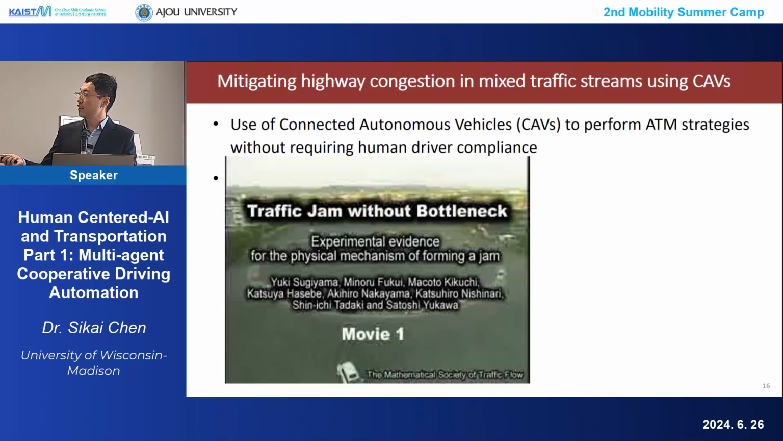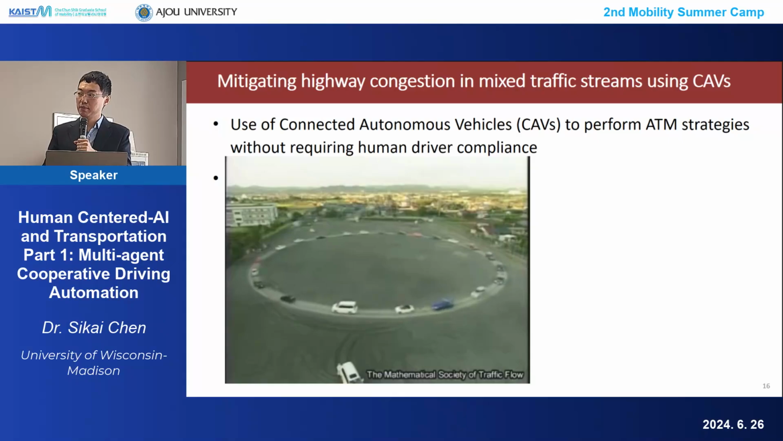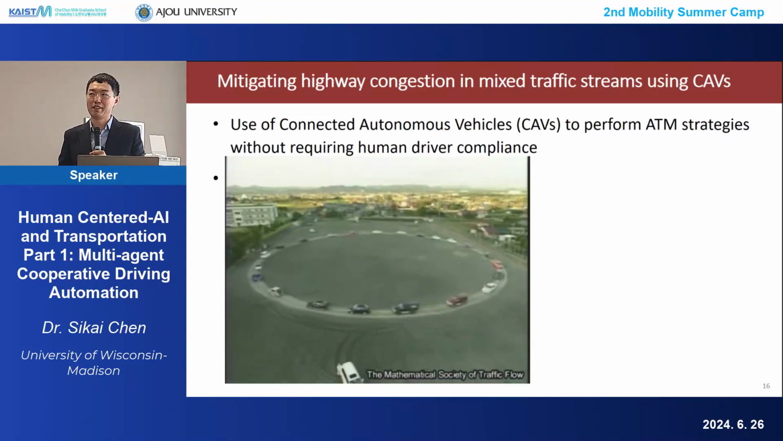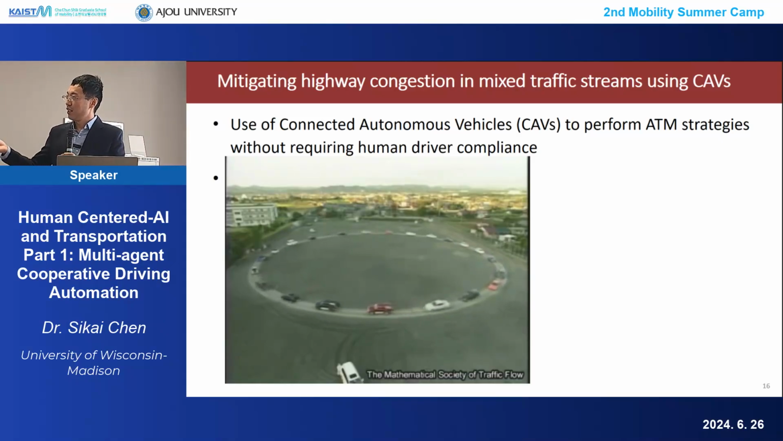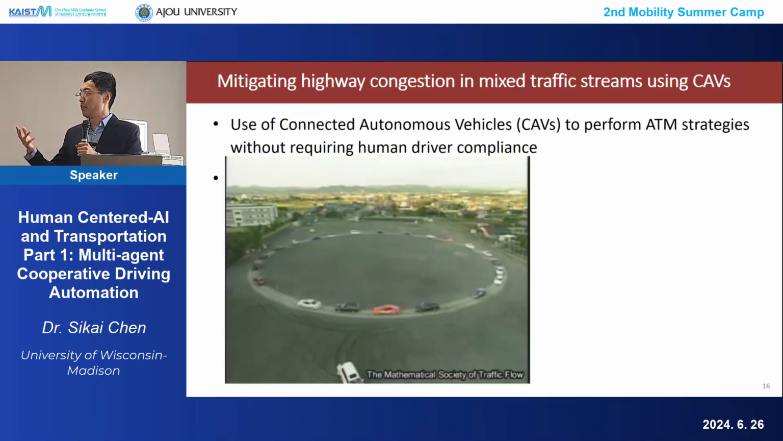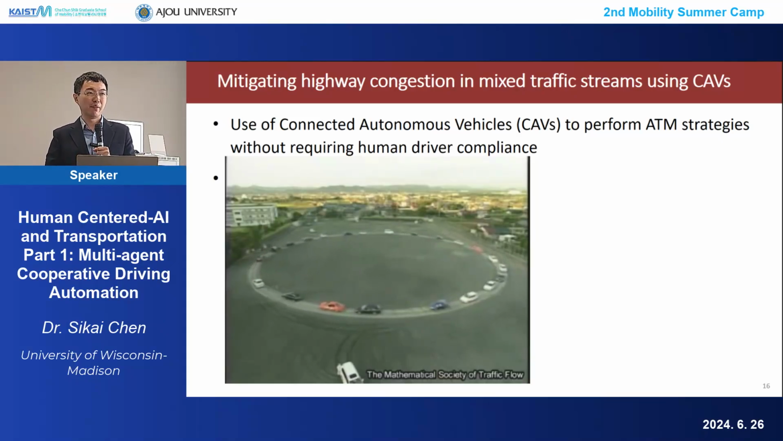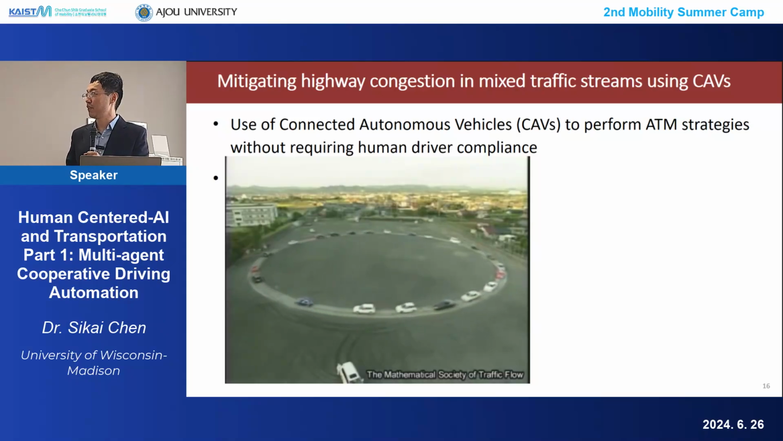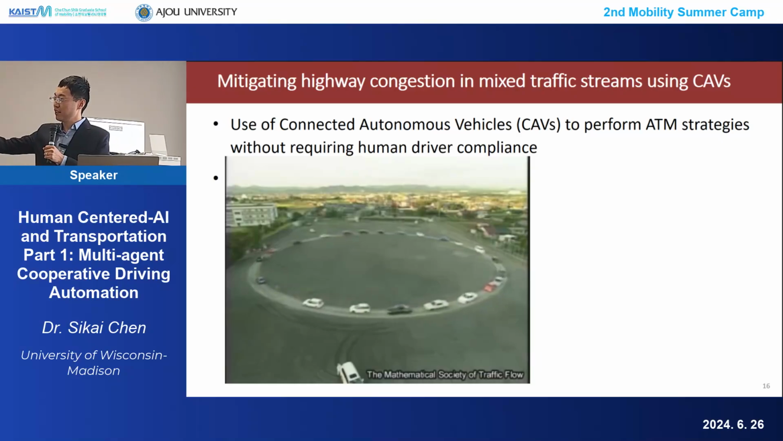So I want to start with a video, a very famous research done by a Japanese researcher, Dr. Sugiyama, from about 20 years ago. You see there is lots of classic research from 20 years ago. So initially, these vehicles are equally gapped, right? As you may imagine, if they all drive at the same speed, theoretically, they can keep going forever without any traffic congestion. But some drivers, they see a gap in front of them.